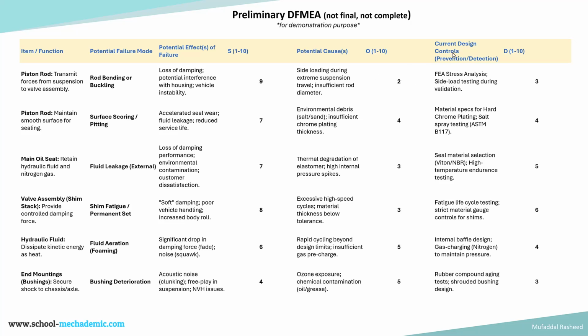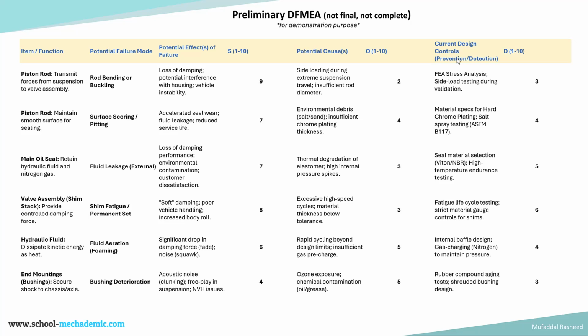And then the next column is current design controls. What are the controls which we have in the whole design process, which basically avoid this failure? One of the controls which we have in design is FEA stress analysis. Basically you perform the stress analysis on the rod and check whether the side load is causing a failure or not. So that is one design control.